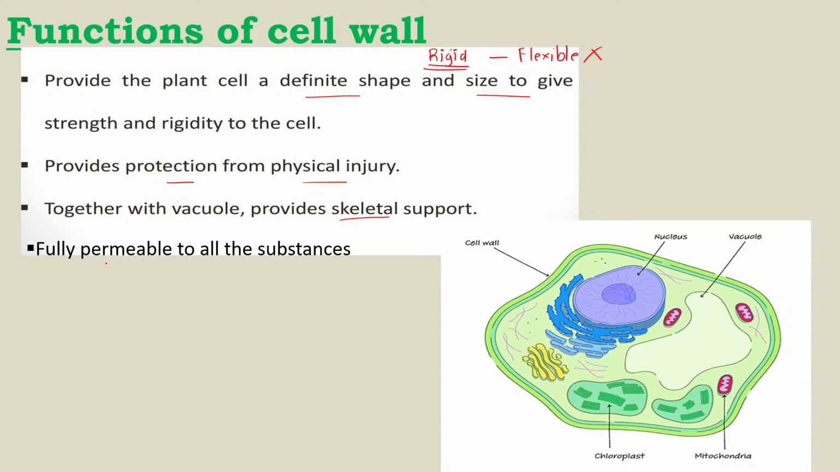It is also, I have told you, fully permeable. Fully permeable means it allows substances to come inside the cell. Okay, it gives direct entry. There is no restriction for substances. So substances come in and they can go out. So that's the meaning of fully permeable.